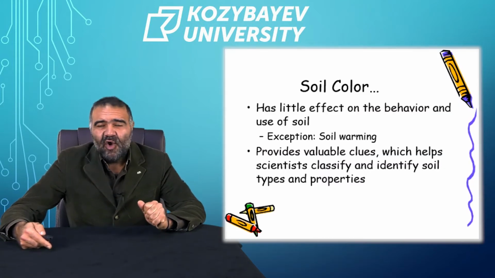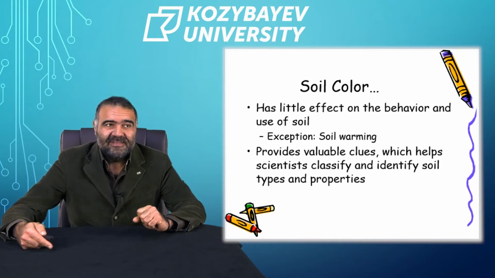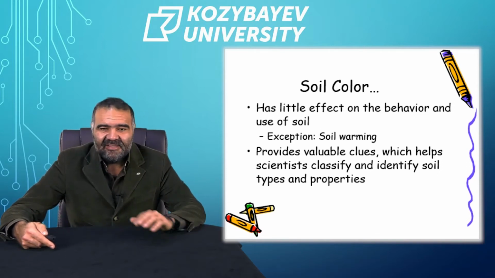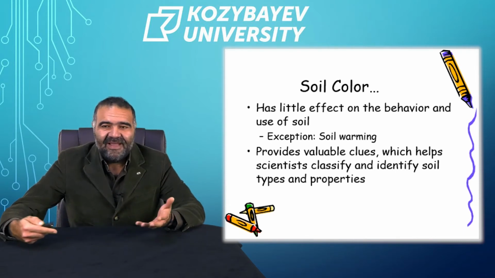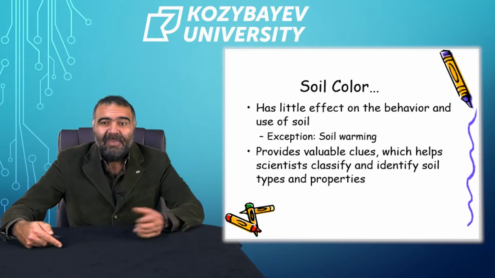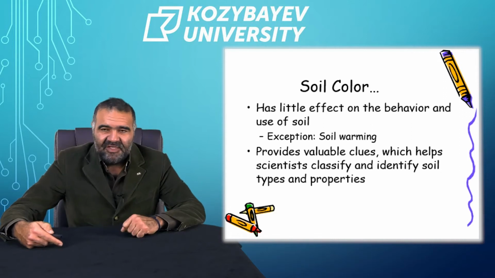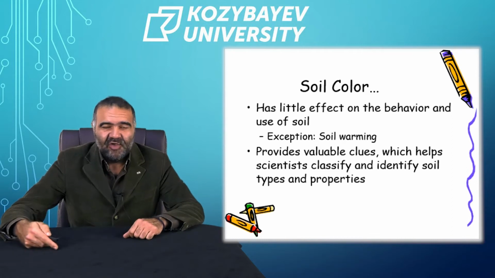Of course, soil color has little effect on the behavior and use of soils. One exception could be, for example, the soil warming, because if we have a very dark soil surface, it will capture much more solar energy because of the color. But for the rest, it's not affecting the soil behavior so much. But it is very important information for us to understand some processes of the soil formation and, of course, some soil properties that are still occurring sometimes in the soil.